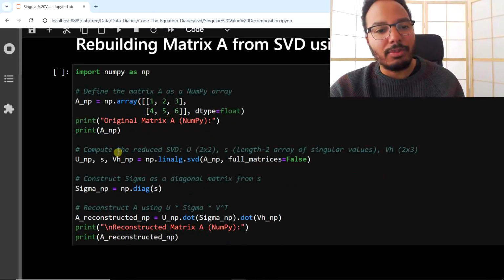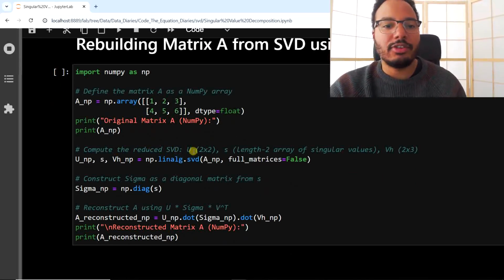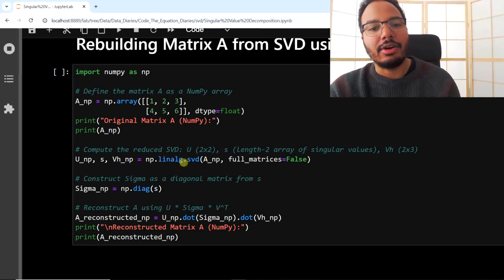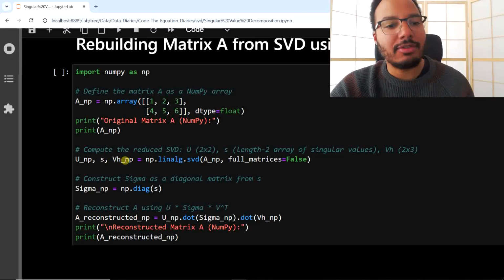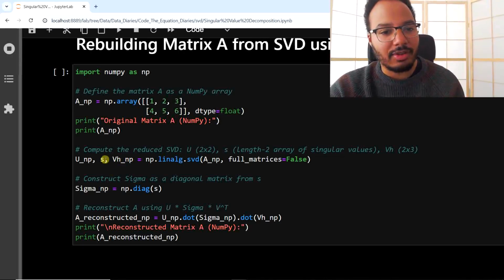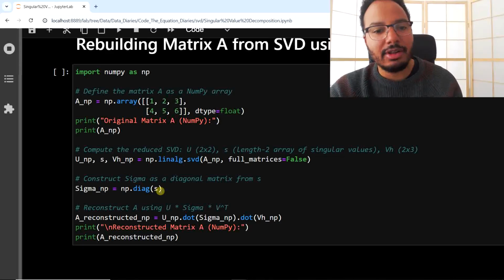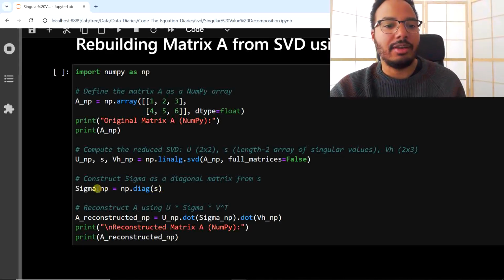And then we compute the reduced SVD. So we can just use the standard command linalg.svd, give it the matrix, and say we want to have the full matrices and write the result into these variables over here: UMP, S, and VHMP. And then we still have to construct sigma, because this just gives us a list and we want to have it as a diagonal matrix. So we just say np.diag(S) to obtain sigma.